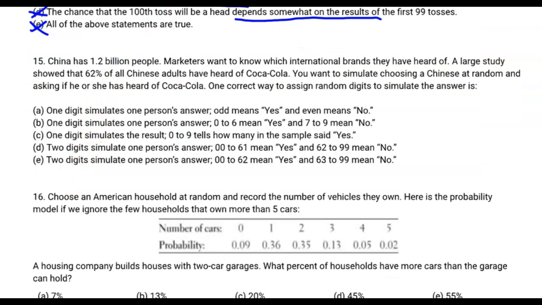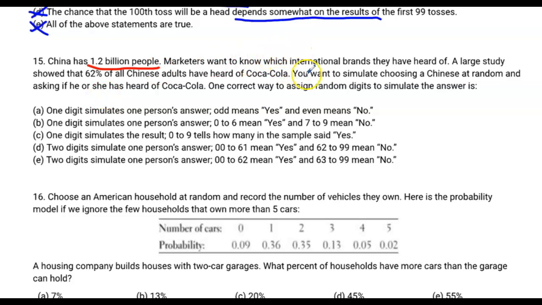For 15, China has 1.2 billion people. I think that this was written a little while ago. Almost certainly more people in China now. As a matter of fact, I just Googled it, and in 2019, I'm dating this video a little bit, Google says that the Chinese population amounted to about 1.40 billion people. So this is a little outdated, but who cares?